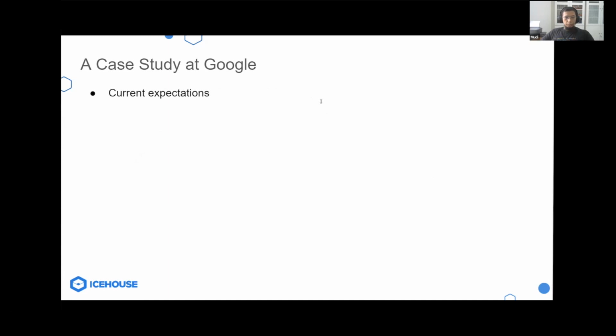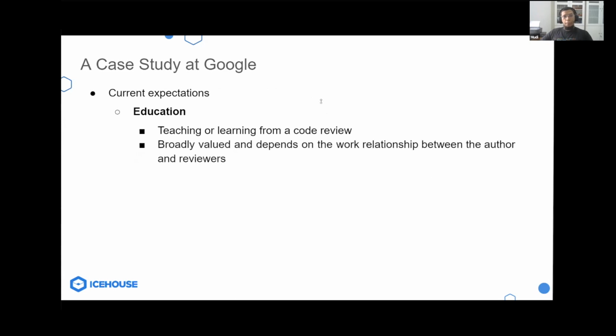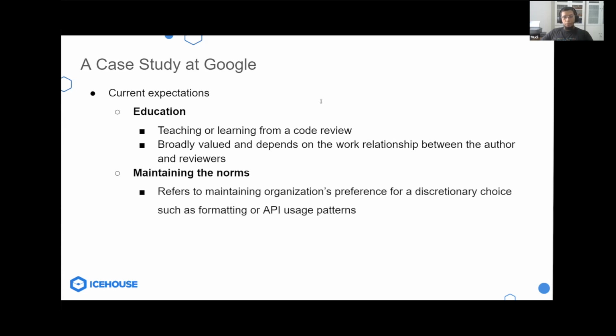These are the current expectations. Well, first, this is kind of obvious. It was education. Education here refers to teaching or learning from a code review. It is broadly valued at Google and mostly depends on the work relationship between the author and reviewers. Next is maintaining the norms. It refers to maintaining the organization's preferences or discriminatory choices, such as code formatting style or API usage patterns.